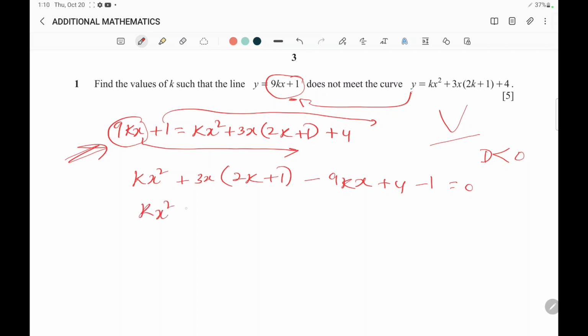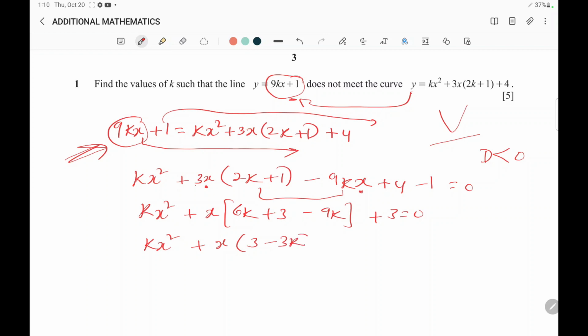Okay, so now this is kx squared. I think we can take x common, guys. So we are just taking x common. 3 times 2 is 6k. 3 times 1 is 3. I took only x outside from these two. So from here we have minus 9k, and 4 minus 1 equals 3. Now we have kx squared plus x times 6k minus 9k, which is minus 3k, plus 3, equals 0.